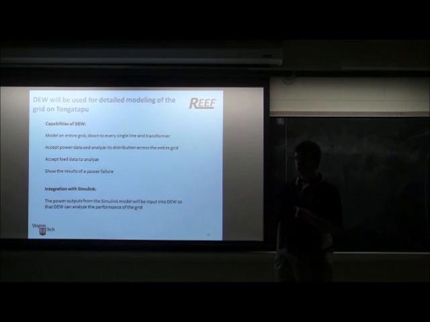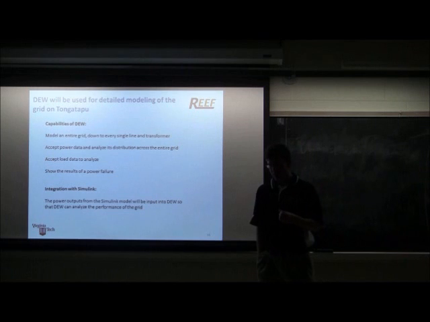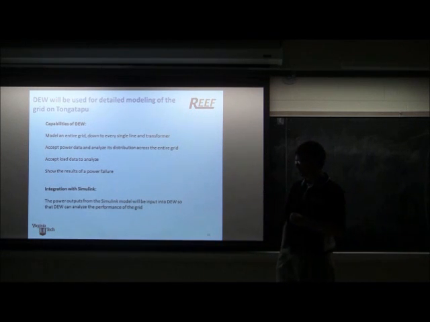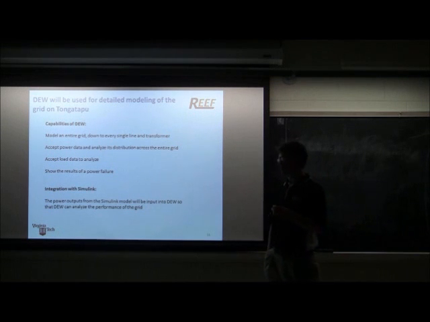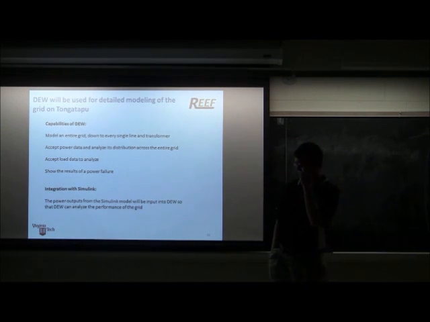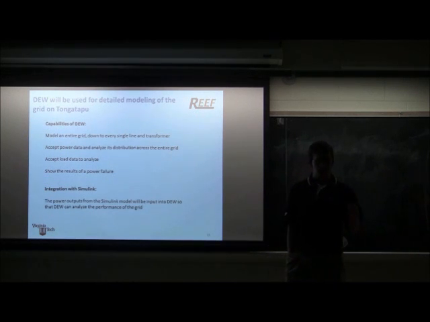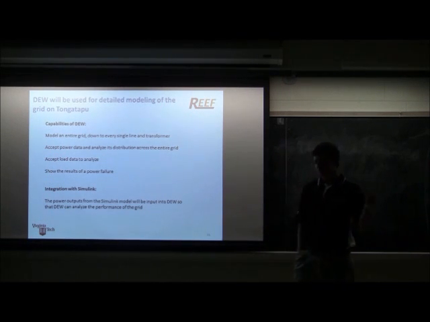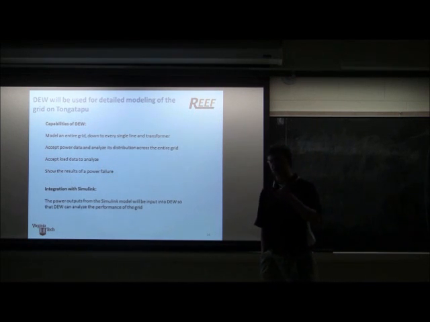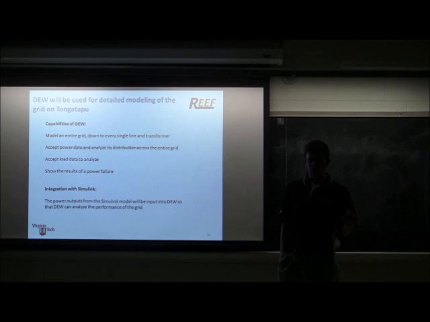It can accept load data, which is important to know which portions of the grid require more or less power, depending on how many houses in the area or manufacturing facilities that may require excessive power. And then it can show the results of a power failure. So for example, if a tree falls on a line, you can basically turn that line off and it'll model how the grid will respond to such a loss in a distribution line. And as Dan said, we will input the hourly power output we get from Simulink. We'll put that into DEW, and then it can analyze its distribution across the entire grid.